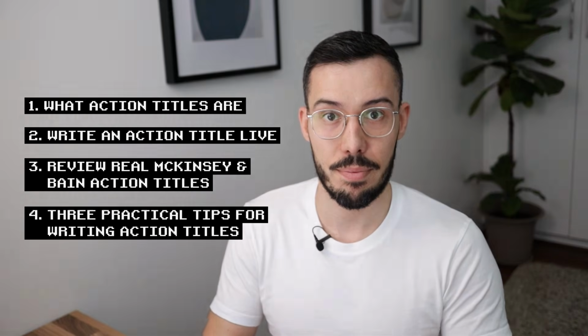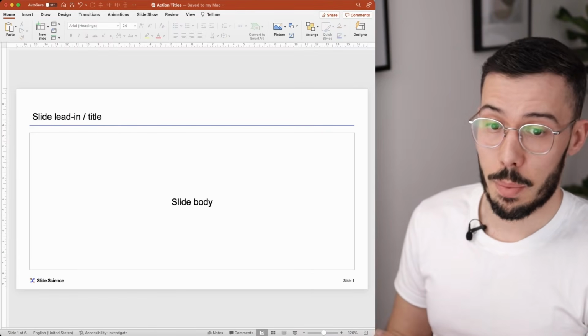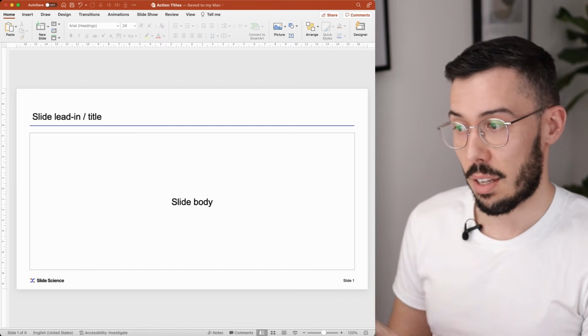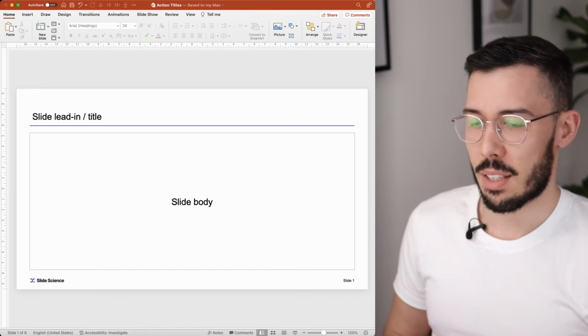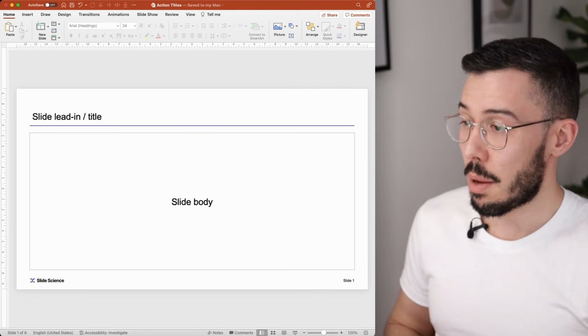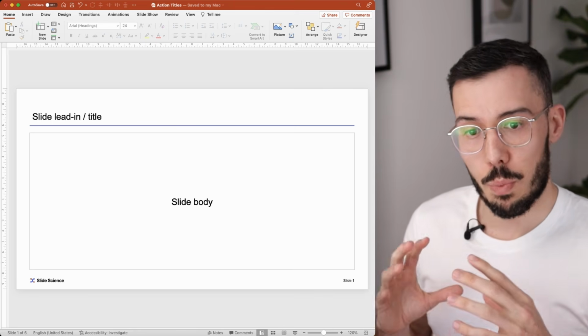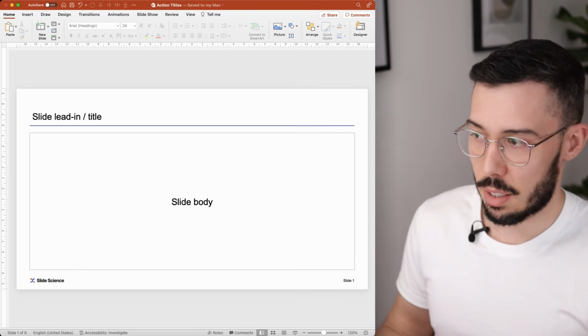Before I talk about action titles, I want to very briefly talk about the 2 key parts of any slide. The first one's the slide body, and I'm sure you know exactly what the slide body is. It's the main part of the slide. It's typically a chart or visualization, but can be other things as well. And it's the part of the slide that you use to communicate and show your analysis.